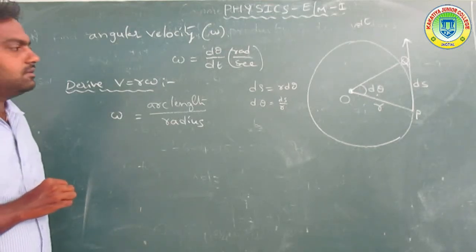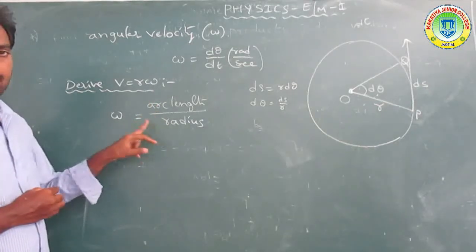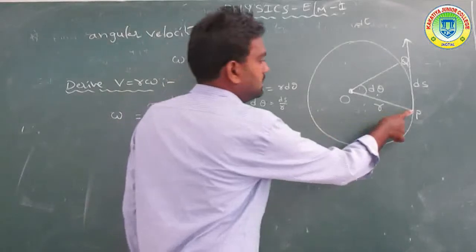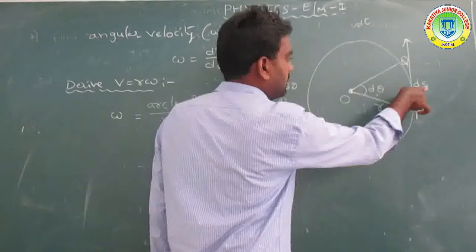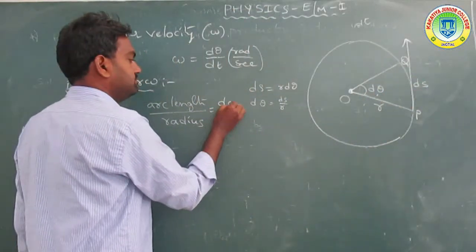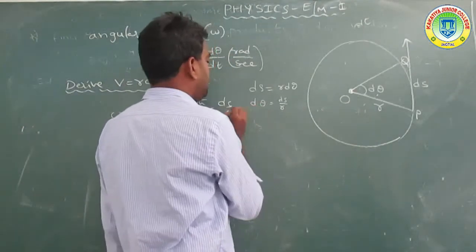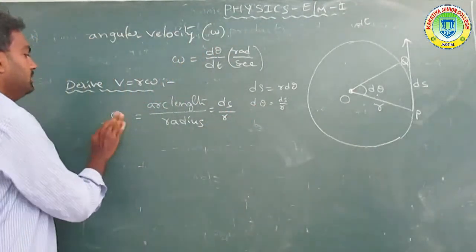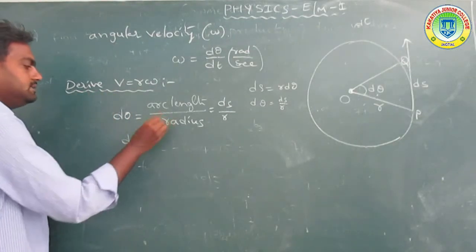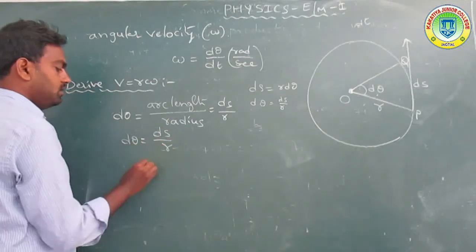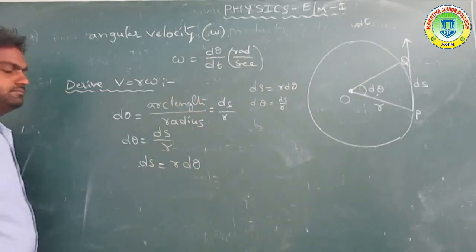Okay, angular velocity. So dθ is arc length by radius. P to Q is called the arc length, that is ds, and the radius is taken as r. So dθ is equal to ds by r, so ds is equal to r into dθ.